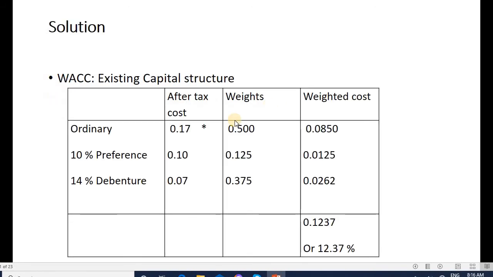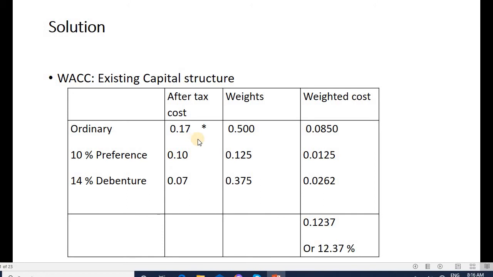So dividend is 2, share of the company sells for 20, that is 20 rupees we need to take, plus growth rate is 7%, that is 0.07. So the cost of equity is 0.17. That we need to mention here. 10% dividend means 0.10 and 14% debenture after tax, 50% tax. So we need to take 0.07. Whenever we are quoting the debenture cost, we need to take after tax.